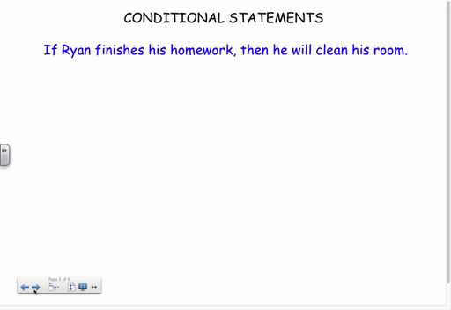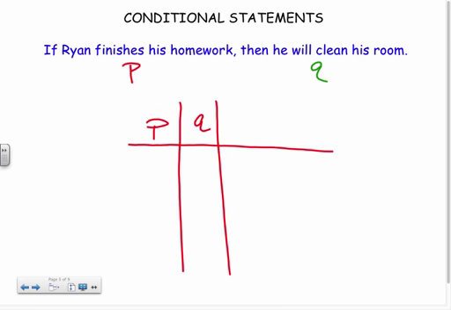Conditional statements. This is where it gets a little crazy. It says if Ryan finishes his homework, then he will clean his room. We already talked about this: P implies Q. Here's my P, my hypothesis. Here's statement Q. Let's make a truth table out of this. So I got P, and I got Q, and now I'm going to put my conditional here, P implies Q. And we're going to decide what happens when P is true and Q is false, just like we were doing the other day with our truth tables.